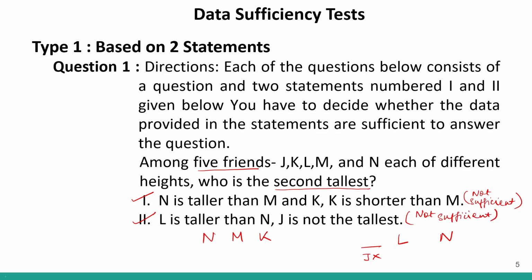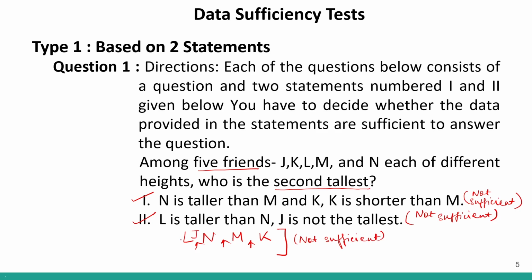Now let me combine them. If I combine the two, correct, I will get L over here. Now it is given to us that J is not the tallest. So J can be over here, J can be over here, and J can be over here. So J's position is also not ascertained. So even with the help of both the statements, it is not sufficient. Even with both the statements, I am unable to find the answer as to who will be the second tallest.